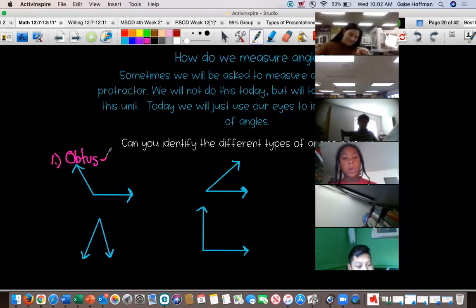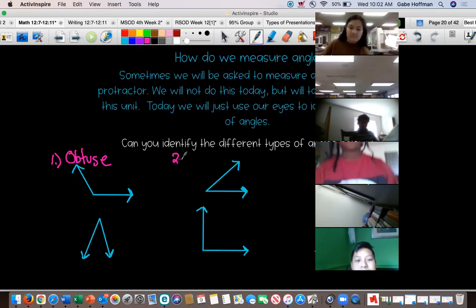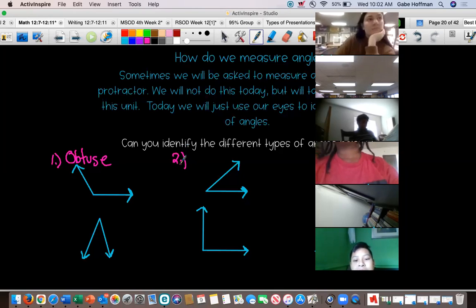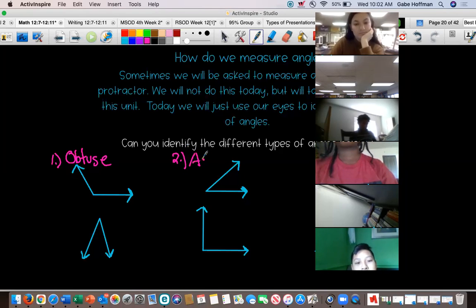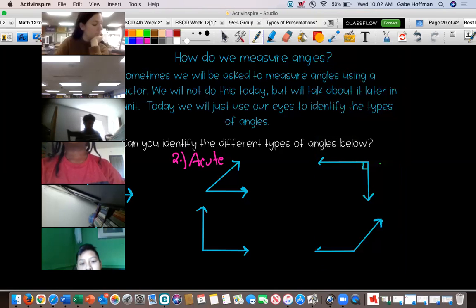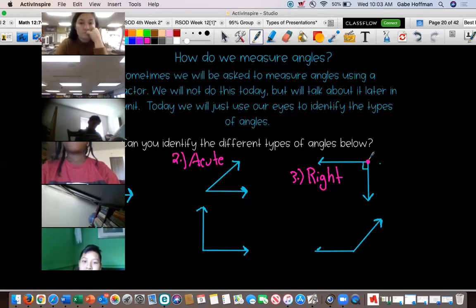Obtuse. Number two, Alex J. What kind of angle is number two? Acute. Very good. It's closed. It's small. It's an acute angle. Number three, Christian. There's a big clue on this one. What kind of angle is that one? Right angle. It's a right angle. And what is the clue that that's a right angle? It has a square in the two of the lines between them. Yeah, it has a square at the vertex where the two rays meet, right?